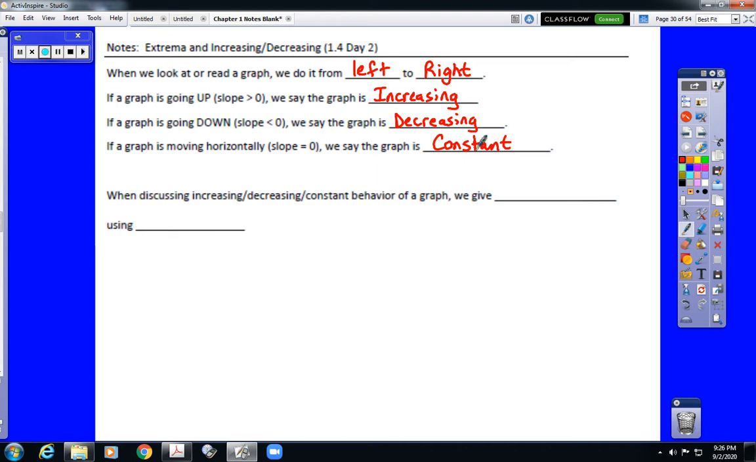When we're discussing increasing, decreasing, and constant behavior of a graph, we are going to give intervals from the domain. So we're going to give domain values using interval notation. So, let's do some examples.